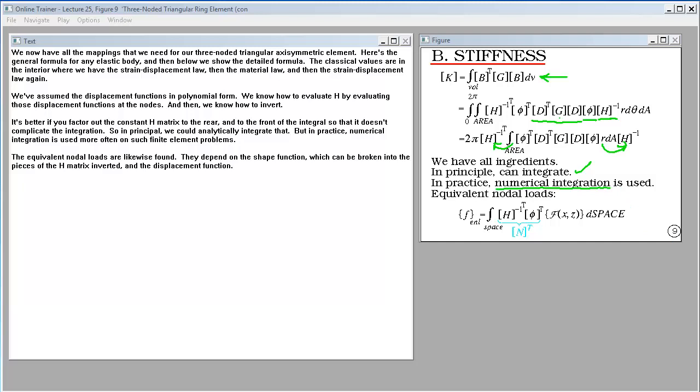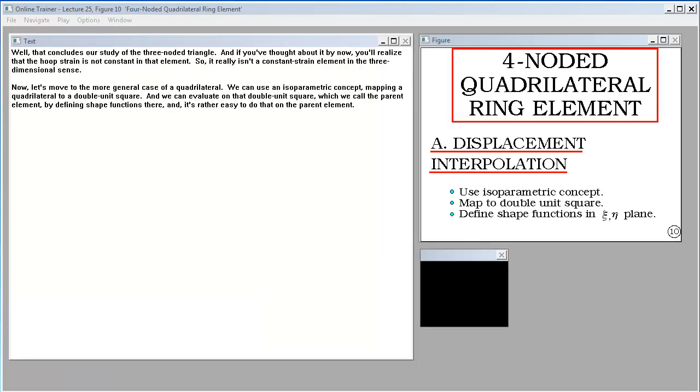The equivalent nodal loads are likewise found. They depend on the shape function, which can be broken into the pieces of the H matrix inverted and the displacement function. Well, that concludes our study of the three-noded triangle. And if you've thought about it by now, you'll realize that the hoop strain is not constant in that element. So it really isn't a constant strain element in the three-dimensional sense.